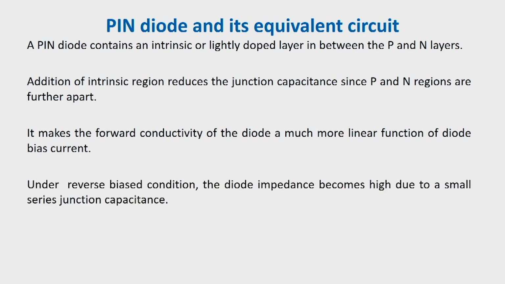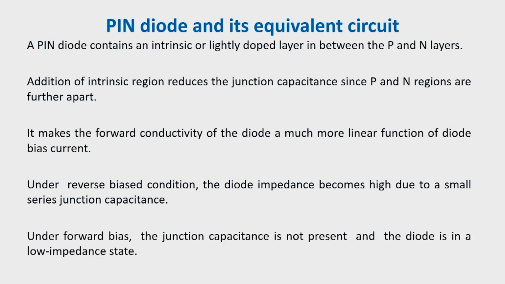Under reverse biased condition, the diode impedance becomes high due to a small series junction capacitance, whereas under forward biased condition, the junction capacitance is not present and the diode is in a low impedance state. So, this is in brief how the diode behaves under the reverse and forward bias conditions.